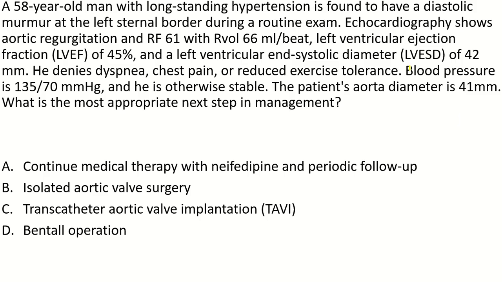The patient currently has no symptoms. However, he has hemodynamically significant aortic regurgitation demonstrated by low left ventricular ejection fraction below 50. In this case, it's 45. So the most appropriate next step in management will be an isolated aortic valve surgery. We will not go for a Bentall operation as the patient's aortic root is less than 45. We will not go to transcatheter aortic valve implantation, which is class 2B in patients with a high surgical risk.